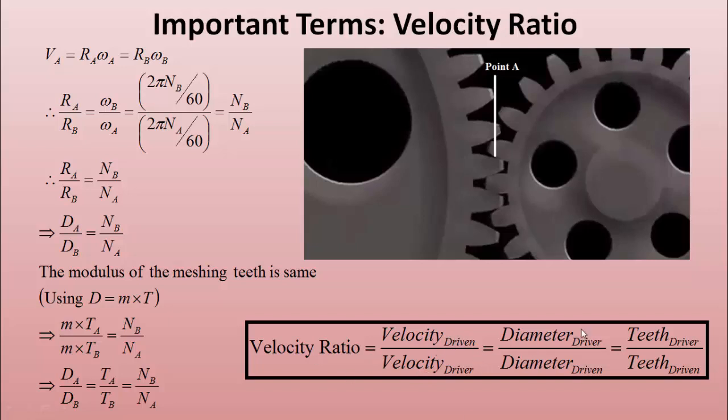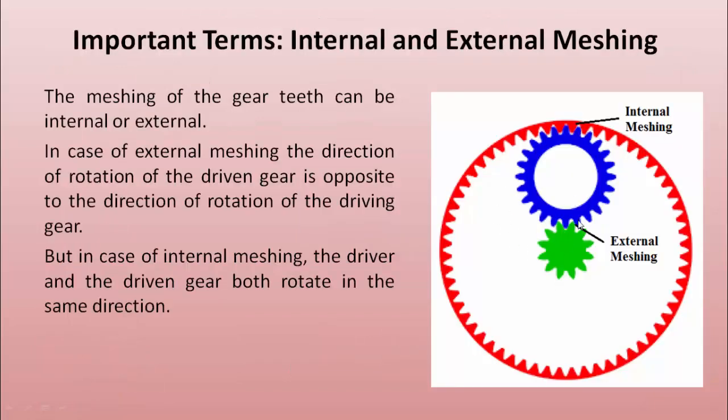And velocity ratio has this big formula. Velocity of driven divided by velocity of driver is diameter of driver divided by diameter of driven. And using our D is equal to MT formula, PCD is equal to module into number of teeth, we get diameter of driver is equal to number of teeth on driver and diameter of driven is equal to number of teeth on driven. And this is the meshing. In case of external meshing, direction of rotation of the two gears is opposite. In case of internal meshing, direction of rotation of two gears is the same.